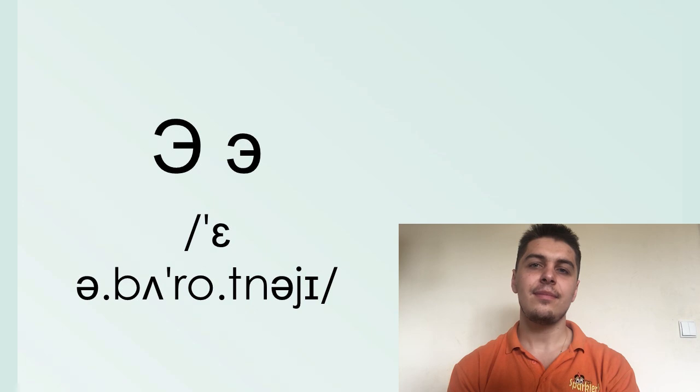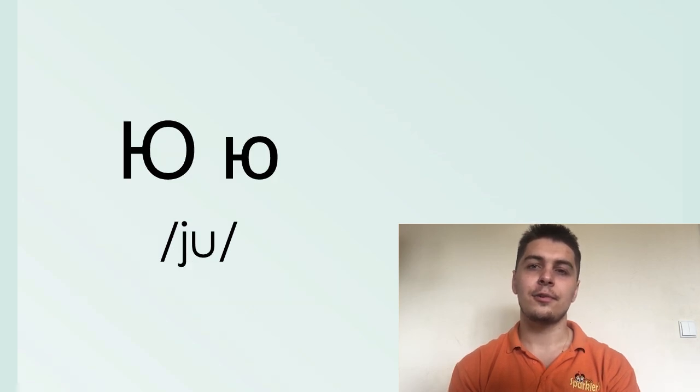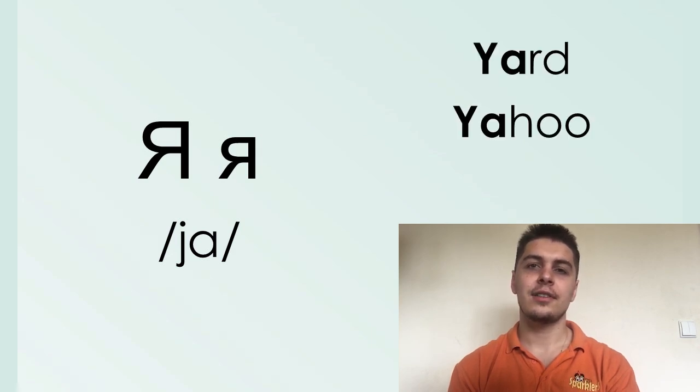E, as in the word egg or bat. Yu, as in the word you, use. And the last one, ya, as in the word yard or Yahoo.